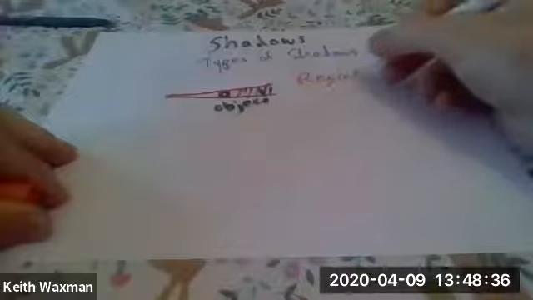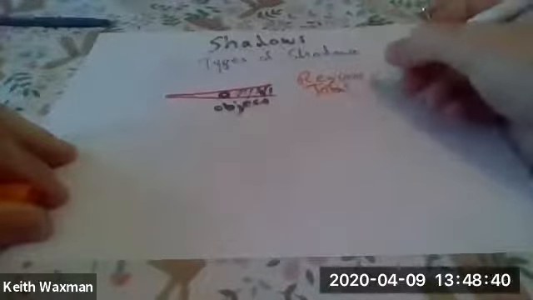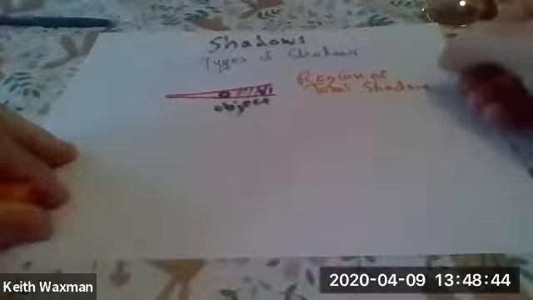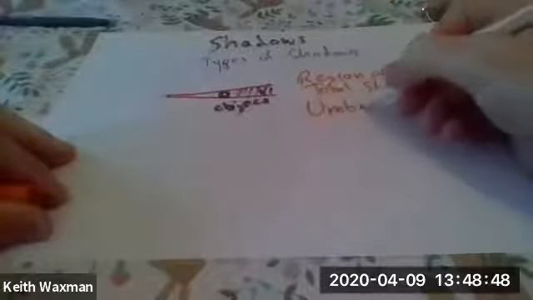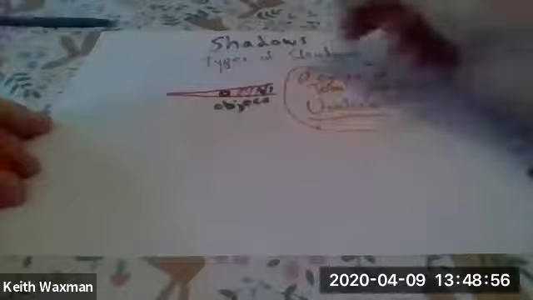A region of total shadow. A region of total shadow is known as an umbra. Umbra, you know the word umbrella, to block, to cover? So an umbra is a region of total shadow.